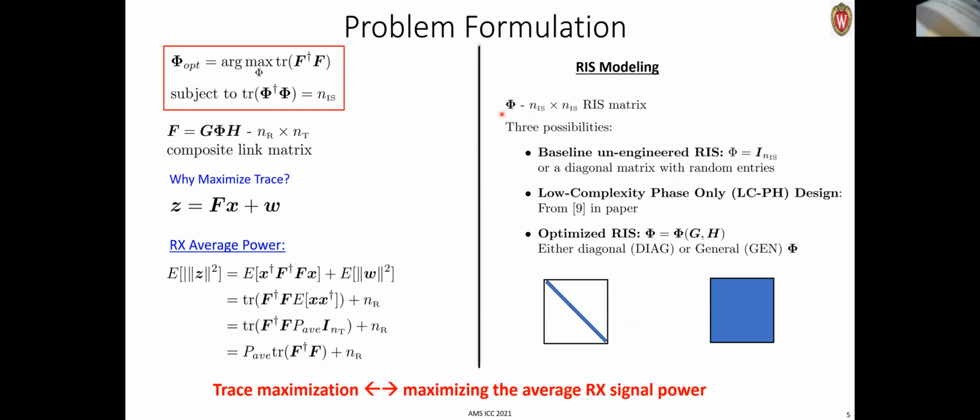So for the RIS matrix phi, this is an NS by NS matrix, and we'll consider three possibilities. First is a baseline unengineered RIS design, which corresponds to any natural surface where the matrix could be the identity or a diagonal matrix with random entries, phases, or amplitudes. And then we'll also consider a low complexity phase-only design based on reference 9 in the paper. And our optimization is going to be for either diagonal or a full general phi matrix, and we'll talk about that. These first two designs are both diagonal.